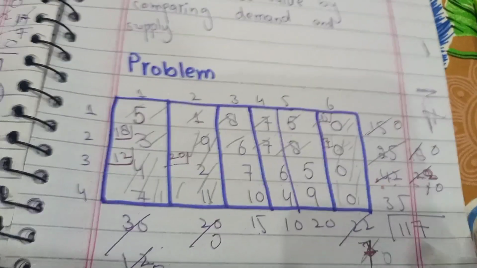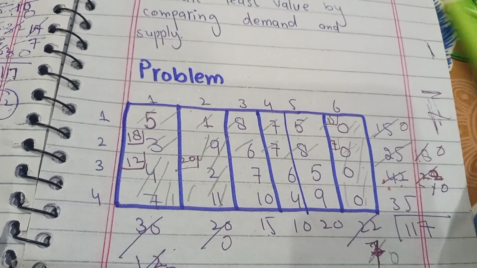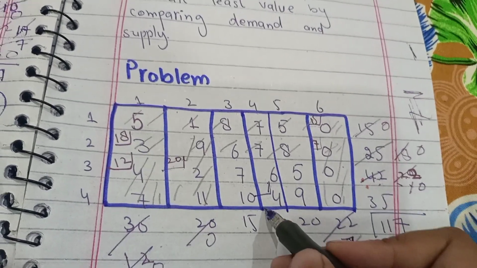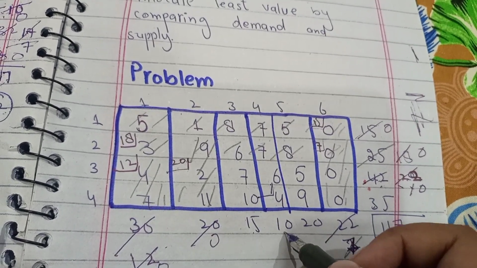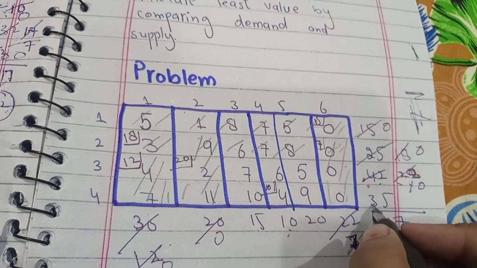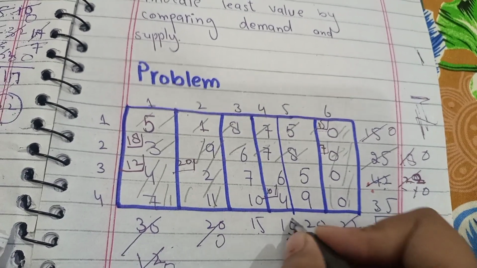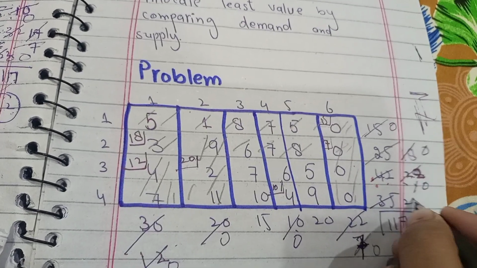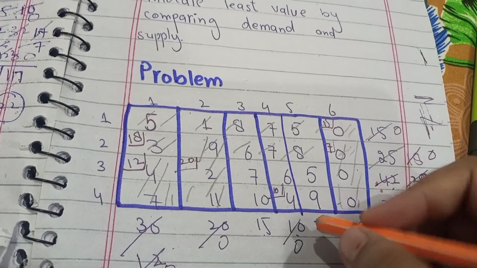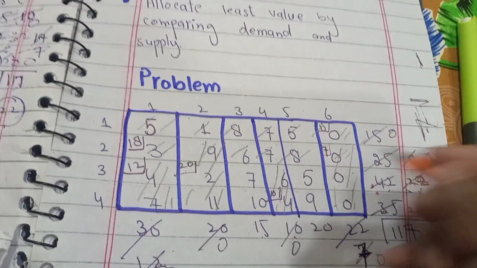Now there are 4 cells, 7, 6, 10 and 4. We will choose 4 because 4 is least in number. With respect to 4, 35 is supply and 10 is demand. We will write 10 here because 10 is least and 35 is more. We have to allocate the least number. Here 10 will turn into 0 and here will remain 25 because 35 minus 10 equals 25. The 0 of demand will cause cancellation of the whole column.